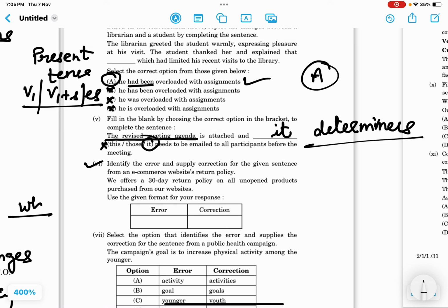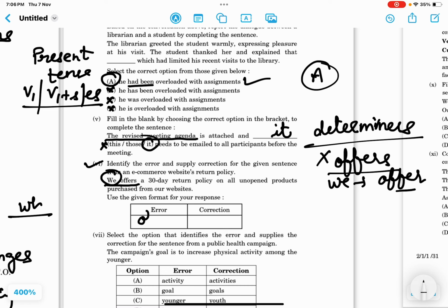Next question, sixth number question is identify the error and supply the correction. This is the easiest question in this question paper. You can easily see the sentence is we offers, right? So we is a plural subject and offers is a singular verb. So here is the error. We can't change the subject but we can change the verb. So we is the plural subject and we use offer, that is the plural verb here. So the error is offers and the correction is offer.